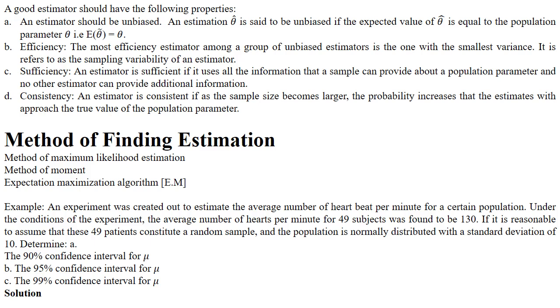Another property is sufficiency. An estimator is sufficient if it uses all the information that a sample can provide about the population parameter, and no other estimate can provide additional information. Let me come again. Sufficiency: an estimator is sufficient if it uses all the information that the sample can provide about the population parameter, and no other estimate can provide additional information.